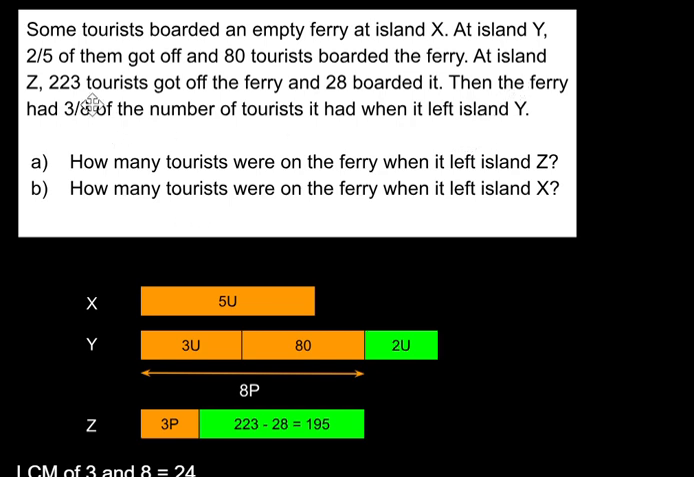At island Z, 223 got off the ferry and 28 came aboard. So in total, 195 got off. And after 195 got off, the ferry had 3/8 the number of tourists it had when it left island Y. So if this is 8 units, we call it 8P, island Z must have 3P left. Now the problem is how do we cut it such that we can solve the thing.